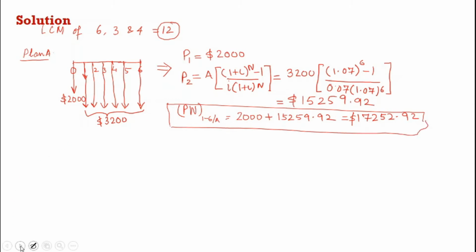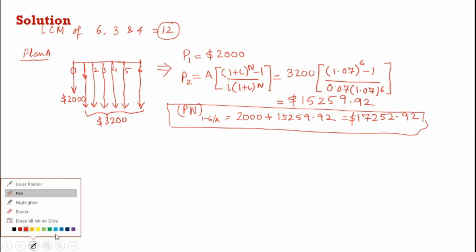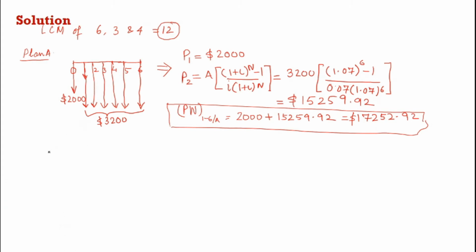Now let's see if I just extend this cash flow for 12 years. So in one case I am drawing it for complete 12 years, 0, 1, 2, 3.